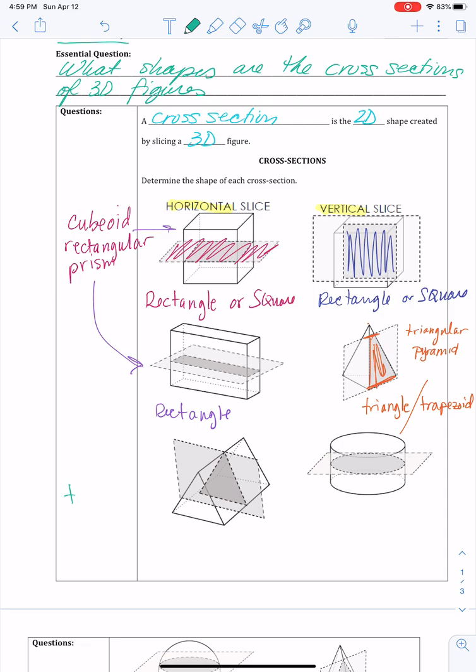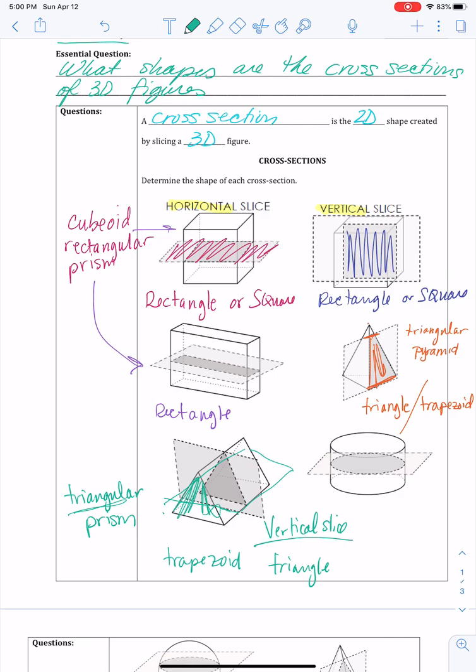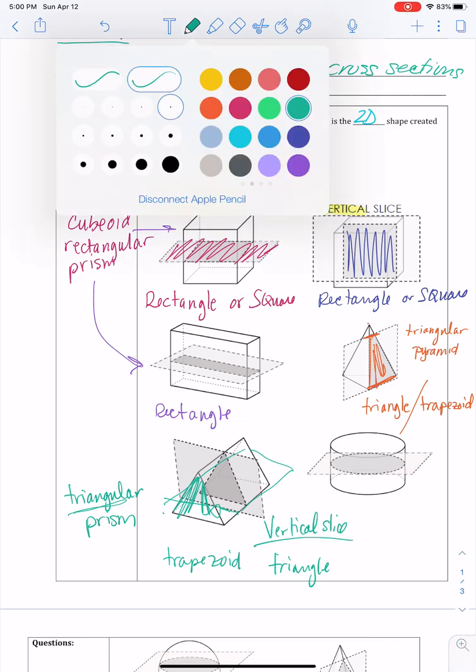This is a triangular prism. When I do a vertical slice in the picture, that's a triangle. But if we do a horizontal slice, horizontal would go this way, and that would be a trapezoid. It depends on how the shape is. Notice that it depends, technically, because it's a triangular pyramid, this is the base. So if we stand it up on end, then that's why we get the shape labeled as such.